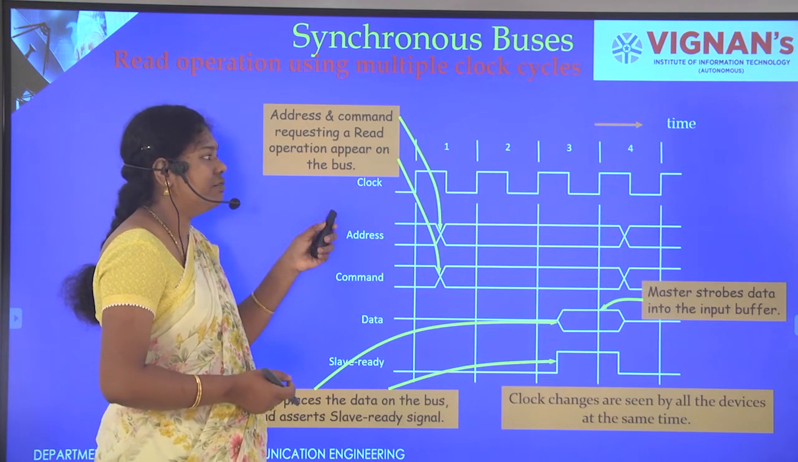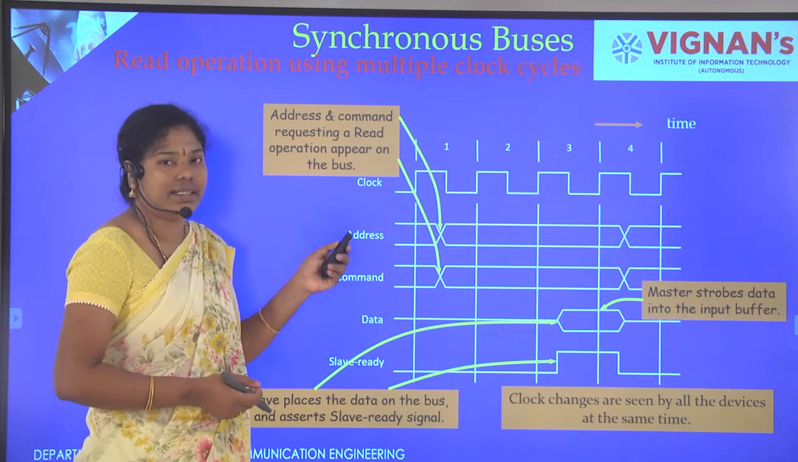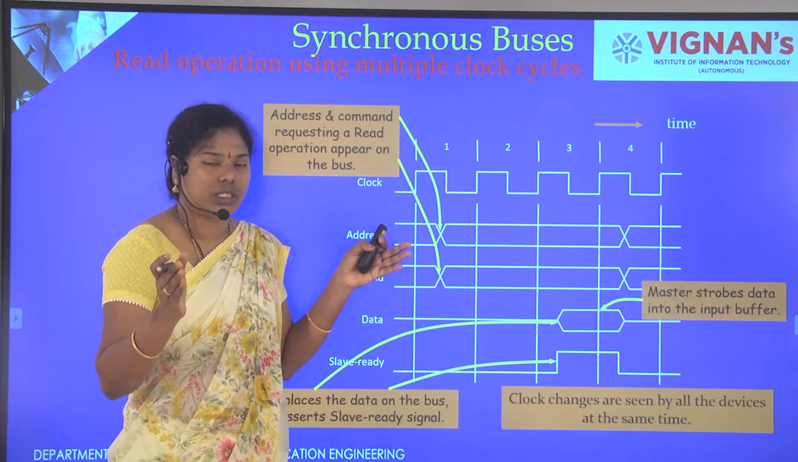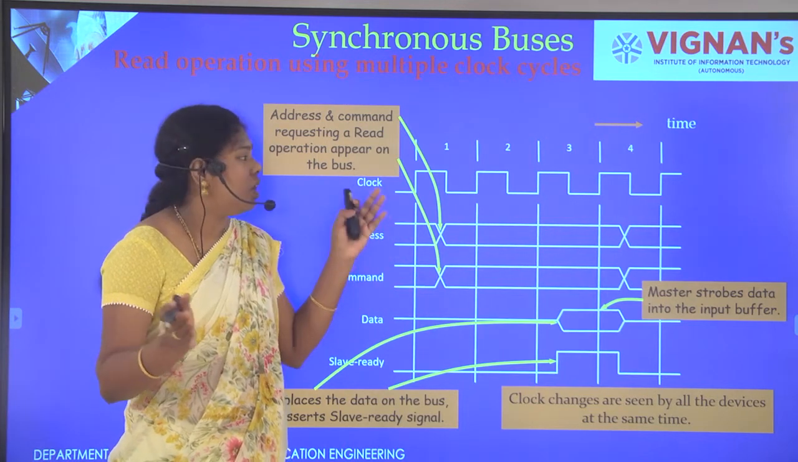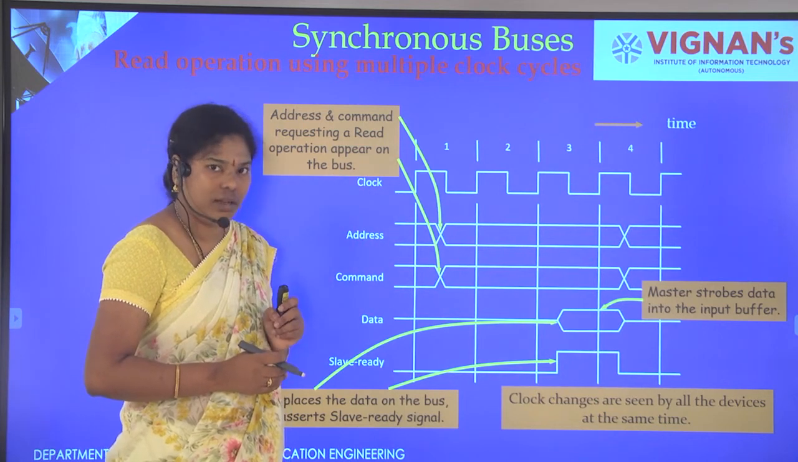The basic difference between the previous one and this one is only the clock cycles. In the previous example we considered only a single clock cycle, that is, the long period. Now it is multiple clock cycles with a high frequency clock signal.